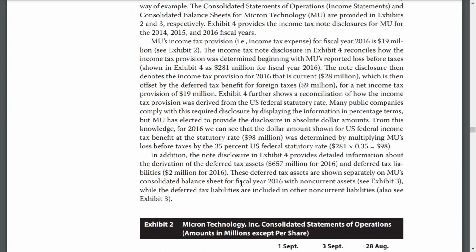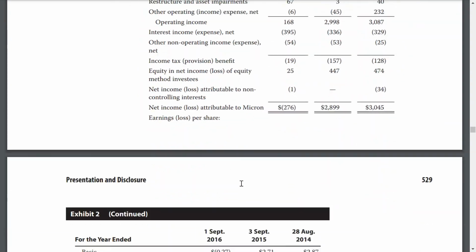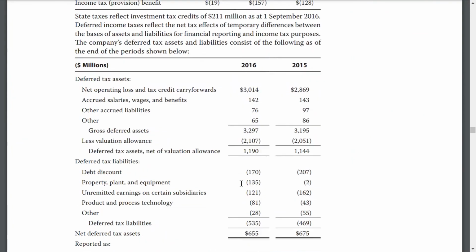asset of $657 million for 2016 and deferred tax liabilities of $2 million for 2016. These deferred tax assets are shown separately from the liabilities, and the deferred tax liabilities are included in other non-current liabilities. Well, here's just an example of the financial sheet.